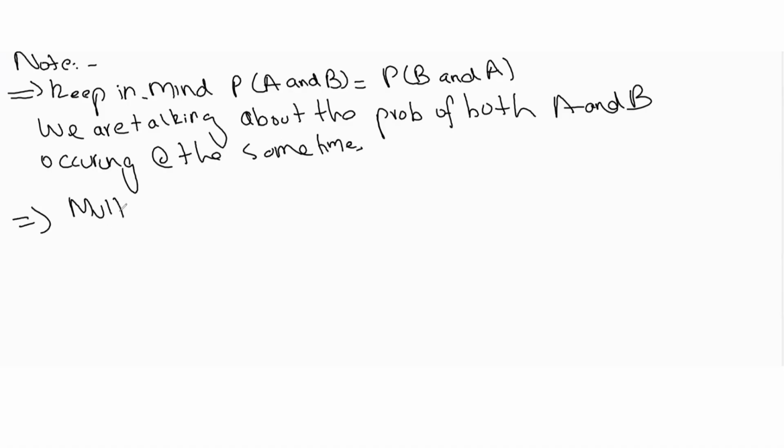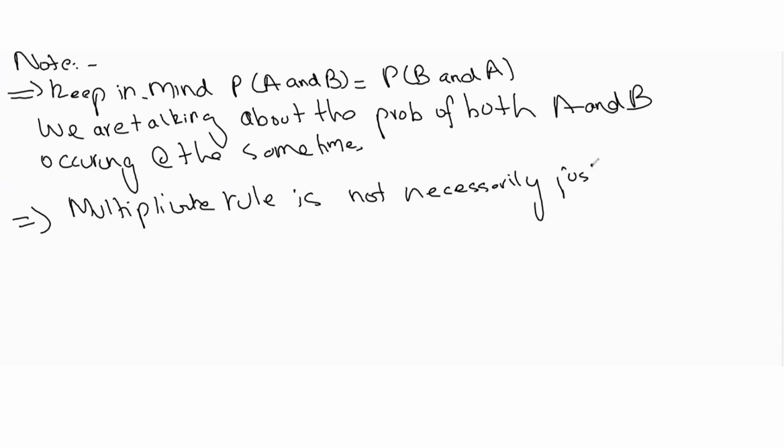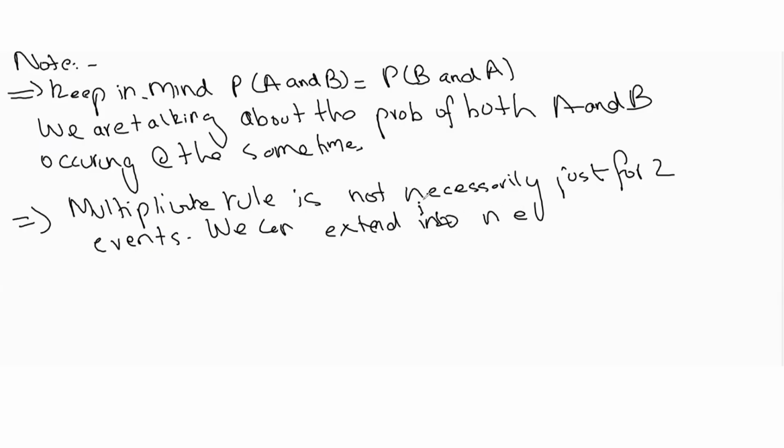Also, we just looked at the multiplicative rule for two events. Probability of A intersection B is probability of A given B times probability of B, or probability of B given A times probability of A. But the multiplicative rule is not necessarily just for two events. We can extend it to n events. So now, the multiplicative rule for more than two events.